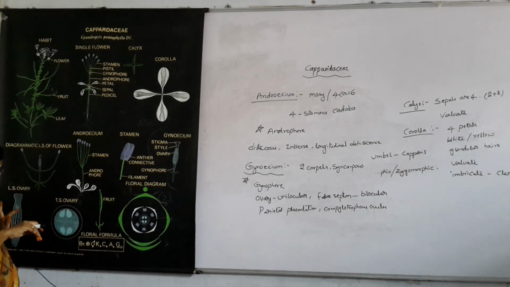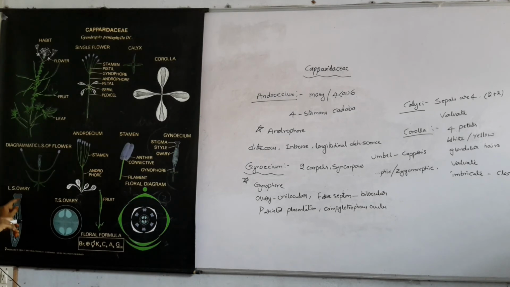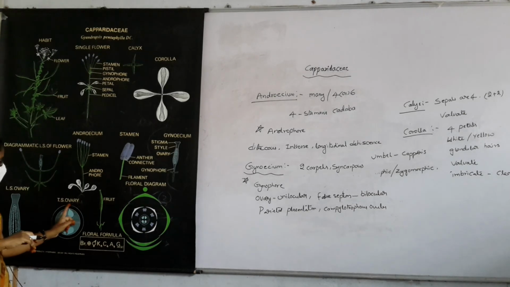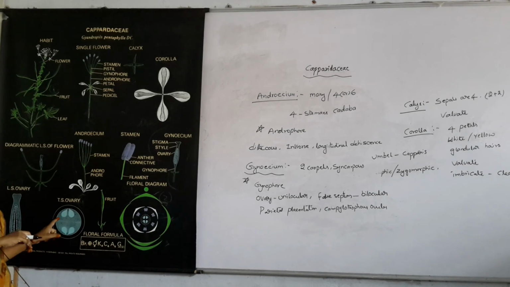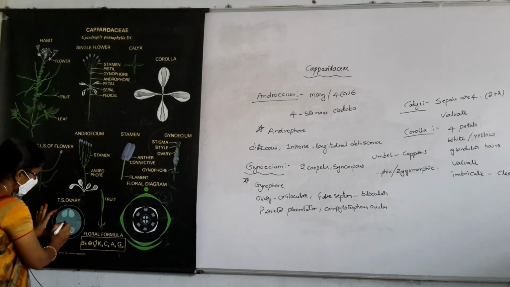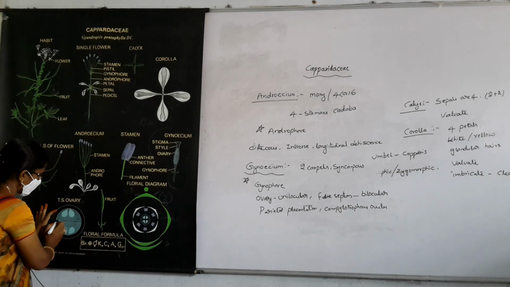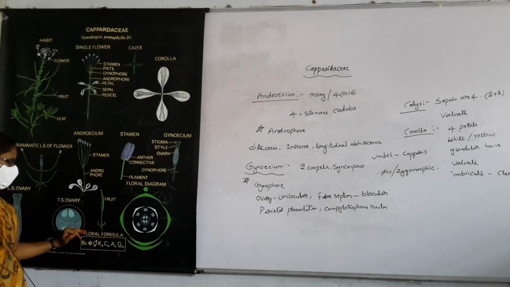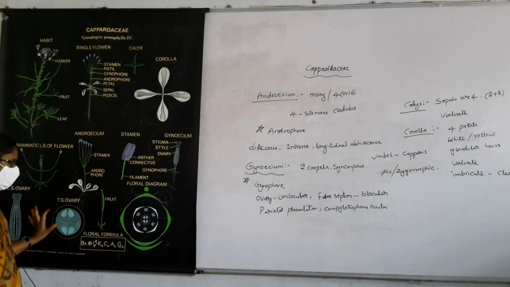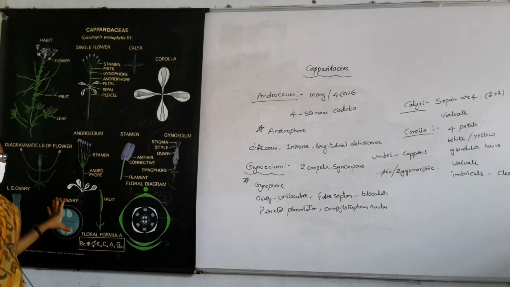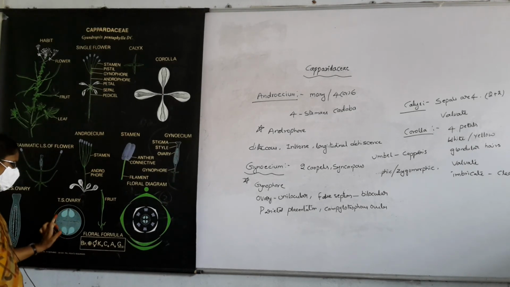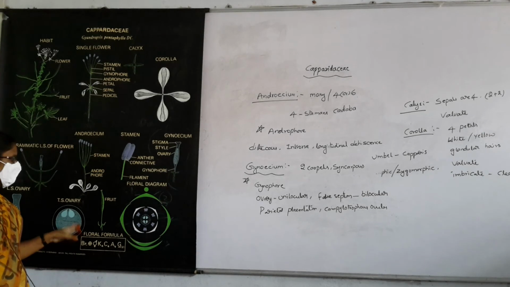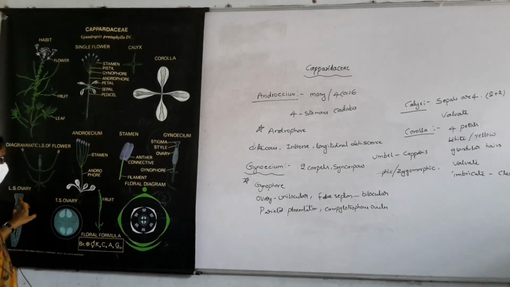And next, this is the TS of the ovary, with parietal placentation. These ovules are attached to the ovary walls. Actually the ovary is a unilocular ovary. Sometimes a false septum is formed in the ovary, so it appears like a bilocular ovary, but actually it is unilocular. Locule means a chamber. Only one chamber is present, and the ovules are attached to the ovary walls. This is called parietal placentation. This is the TS of the ovary, and this is the LS of the ovary.